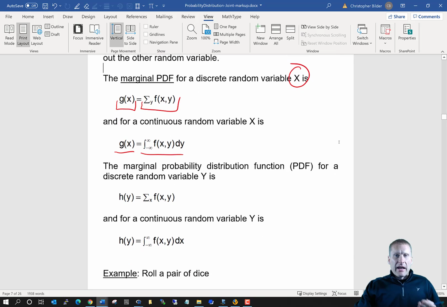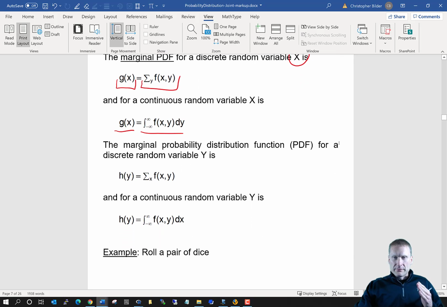If you want the marginal PDF for y, you do the same thing as what you were doing before. Now I'm going to sum out all possible values of x, or integrate out all possible values of x.